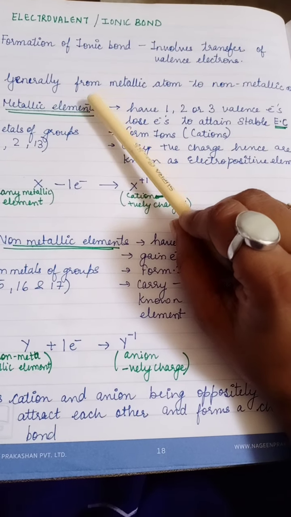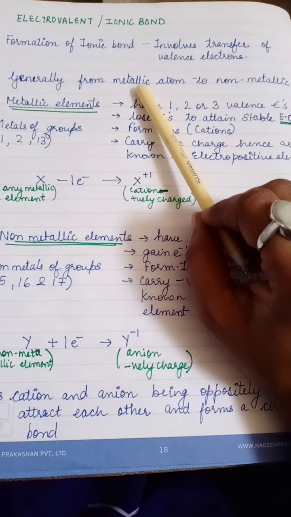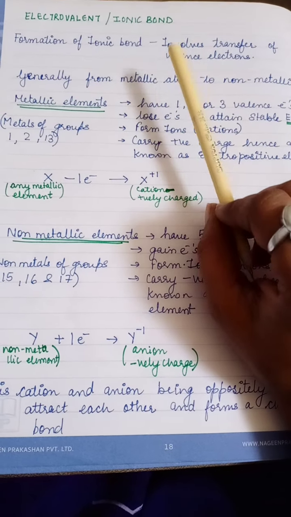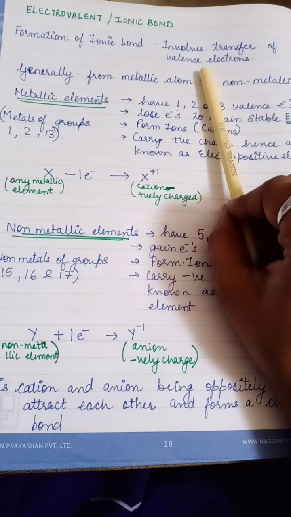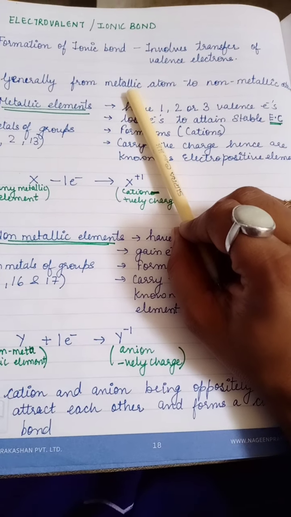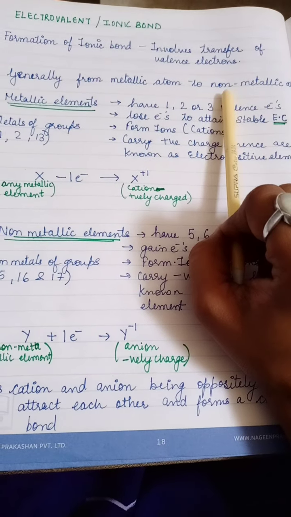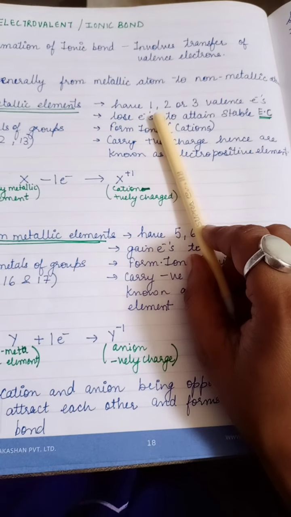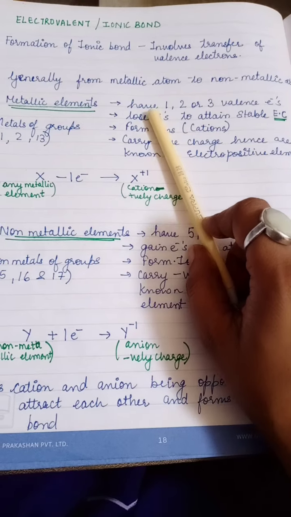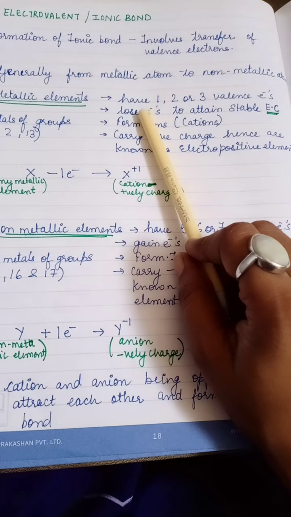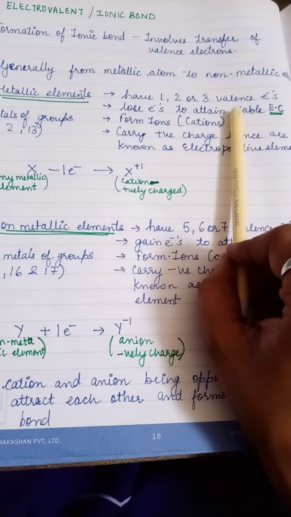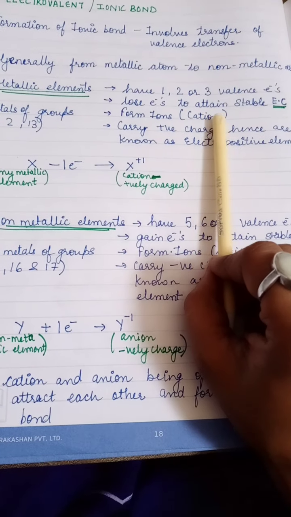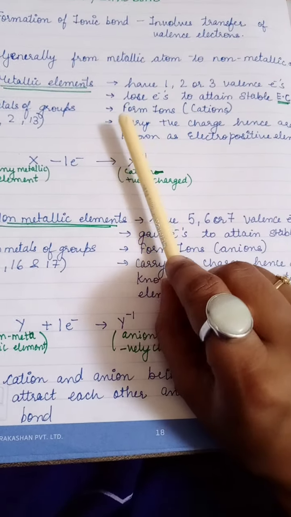Generally, this ionic bond is formed between a metallic atom and a non-metallic atom, or you can say the transfer of valence electrons takes place from a metallic atom to a non-metallic atom. Now, what are metallic elements? Metallic elements have the following properties. They have 1, 2 or 3 valence electrons.